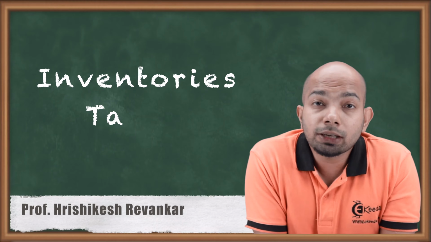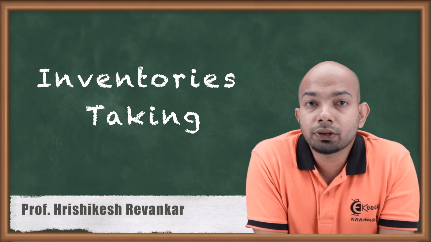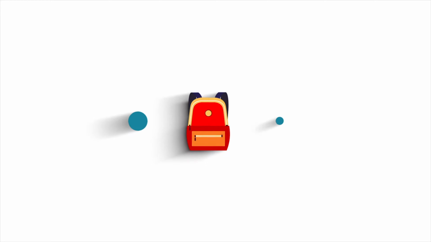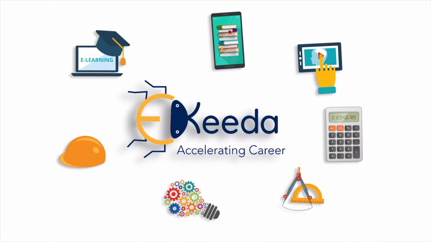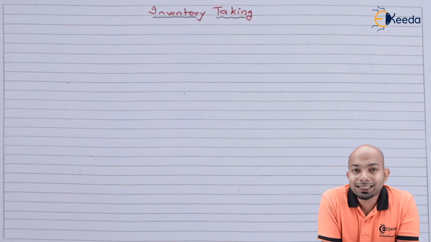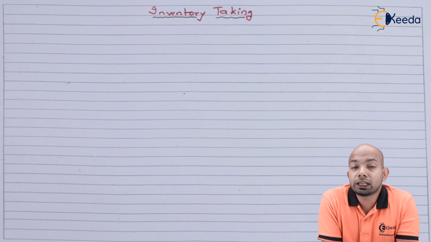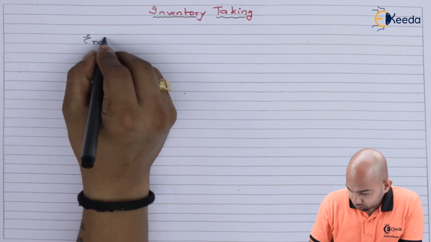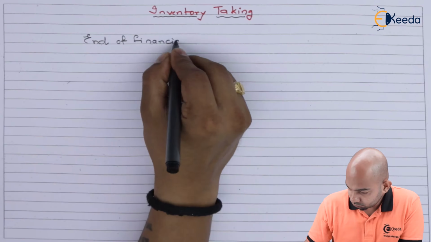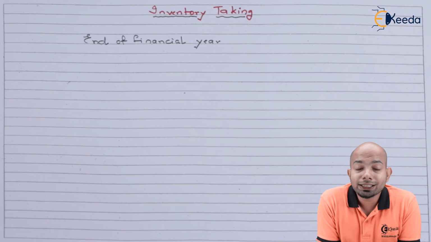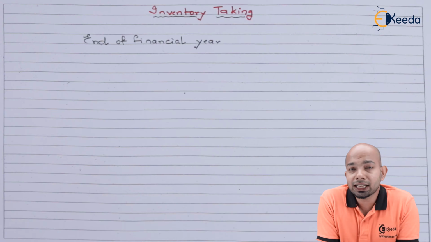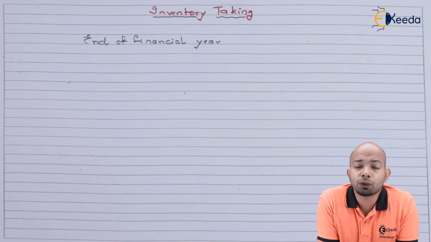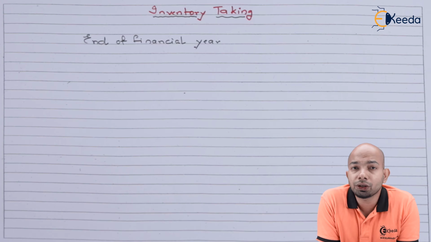Hello friends, we'll be discussing the concept of inventory taking when it comes to the chapter inventory valuation or inventories. When we speak about inventory taking, we basically talk about the calculation of closing stock, or rather what happens at the end of every financial year. At the end of every financial year, the closing stock has to be valued. It has to be calculated in terms of how many units we have, what is the value of that unit, and what is the rate per unit that we have.